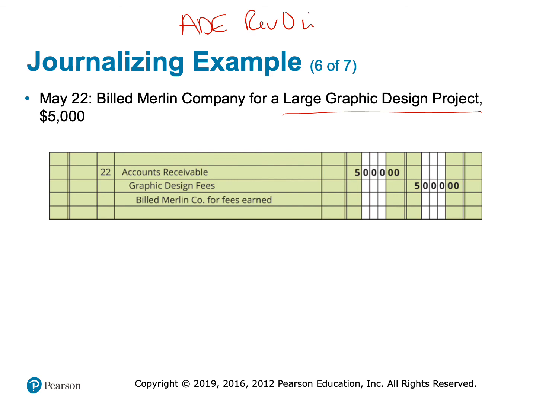So another way that this question will commonly read is it may say something like, we completed a large graphic design project for Merlin Company on account $5,000. So again, that phrase on account is commonly used for both accounts payable and accounts receivable. We have to think about who we are in the transaction. Are we the seller? Are we recording revenue? Then it's accounts receivable. If we are purchasing something, if we're buying and it's something we're going to have to pay for later, then it's accounts payable.